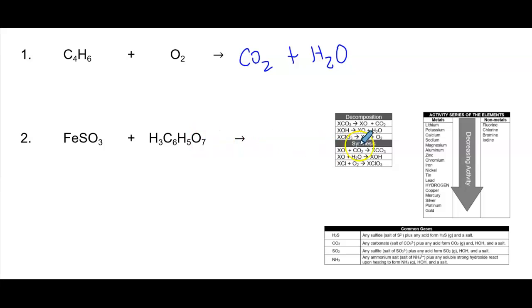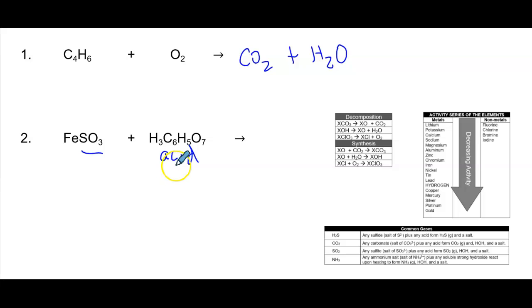It is not a combustion. I'm checking to see if it's one of these. It is not one of these. I don't have an XO, an XO, or an XCl, and I have two things. So this is two things I check here. Two things. One thing I check here. So then I have to see if it's one of these. And I see an SO3 and an acid.